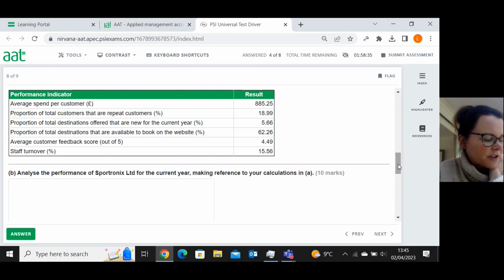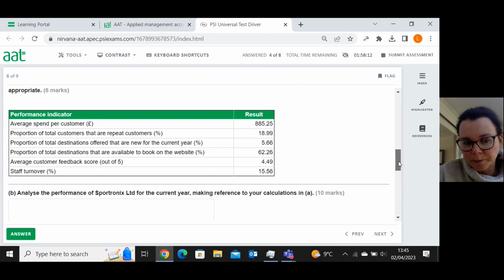And then finally, staff turnover, significant increase in the amount of staff leaving. Could this be due to extra pressures of trying to stay competitive? Maybe the other business is poaching some of our better staff. So it's just putting forward possible suggestions for these changes. I think that's quite an accessible question to be able to score well in.